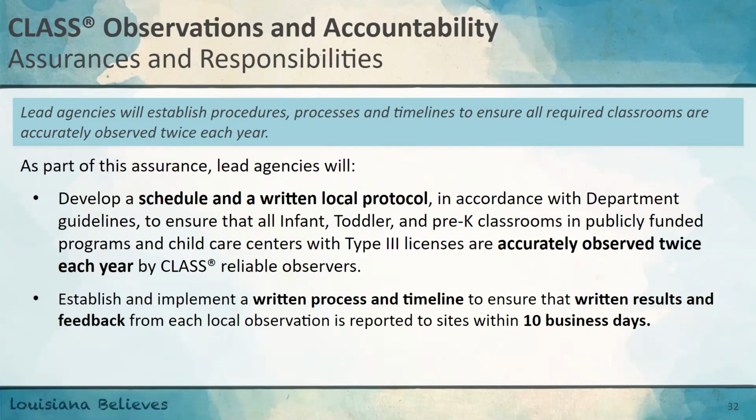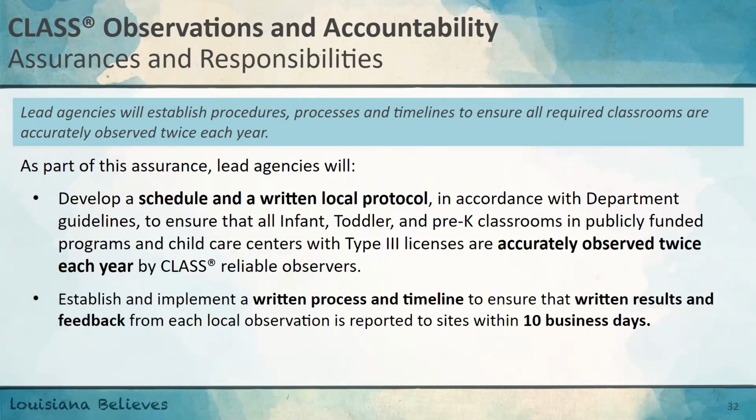You all will also develop a schedule and a written local protocol for carrying out class observations in infant, toddler, and pre-K classrooms each fall and each spring. And you will establish and implement a written process and timeline to ensure that written results and feedback from every one of these local observations is reported to the site within 10 business days.